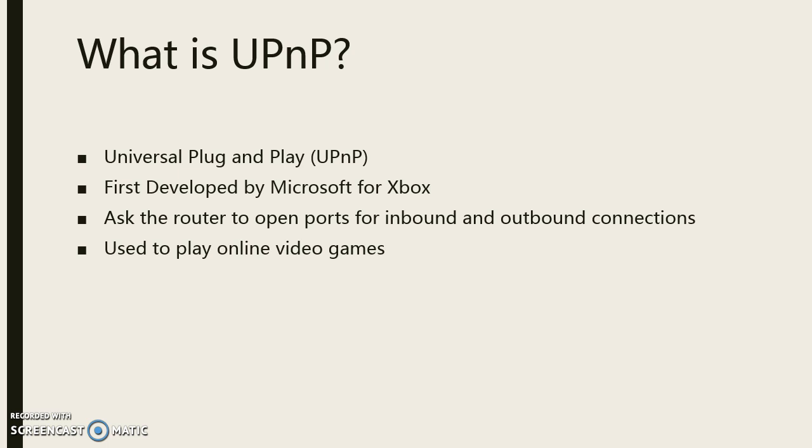If you have an Xbox, UPnP is what your Xbox uses to connect to the internet in order to play online games with somebody else. Xbox just asks the router to open some ports for it to keep it open for inbound and outbound connections so you can connect to them, which sounds good, right? You don't have to do anything. You plug in your Xbox, it launches up, it connects to the internet, you're done. You don't have to configure your router at all, and that was the idea with UPnP.